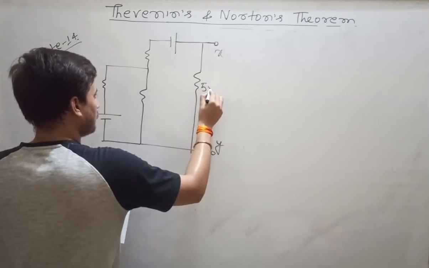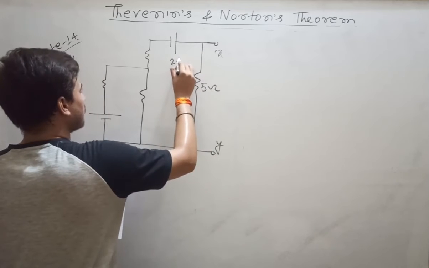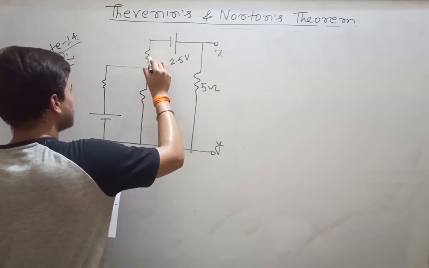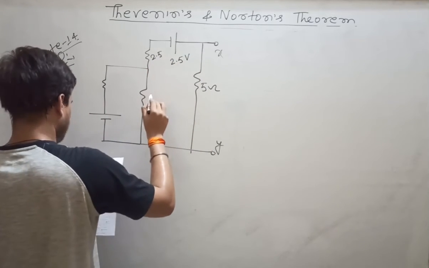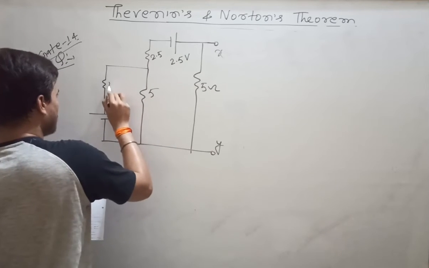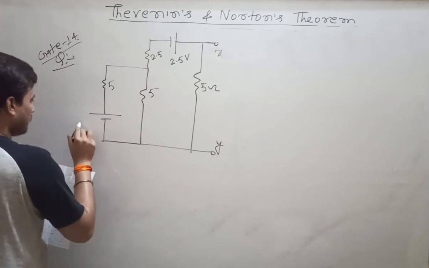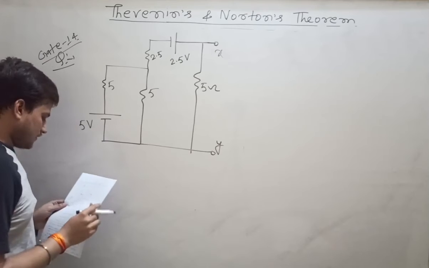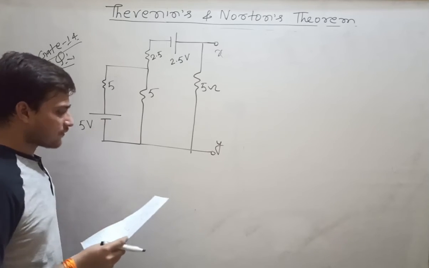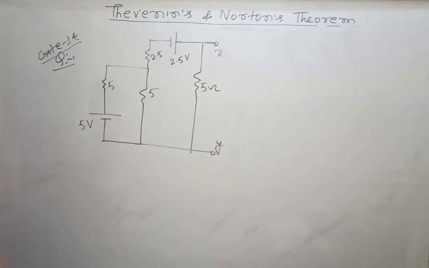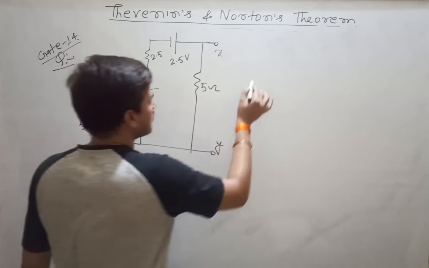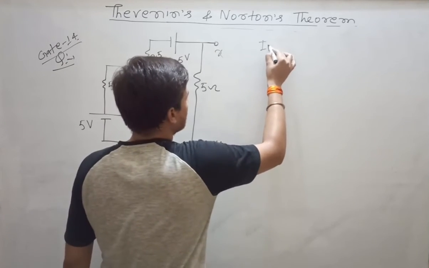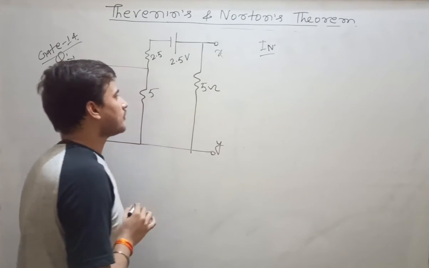5 ohm. This is 2.5 volt. This is 2.5 ohm. 5 ohm. 5 ohm. This is 5 volt. This is 5 volt. You have to find Norton's current, IN. So let us see how to find Norton's current.